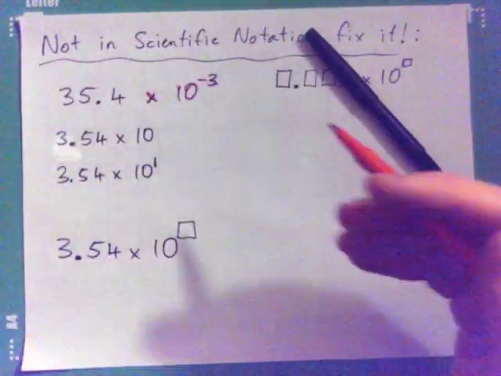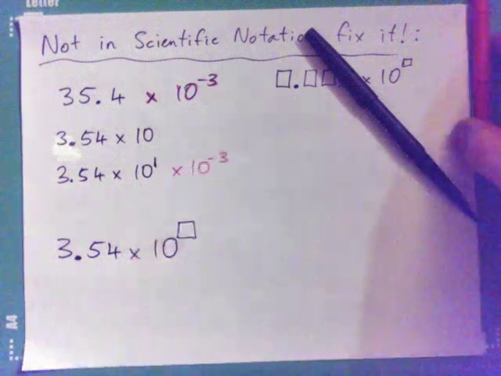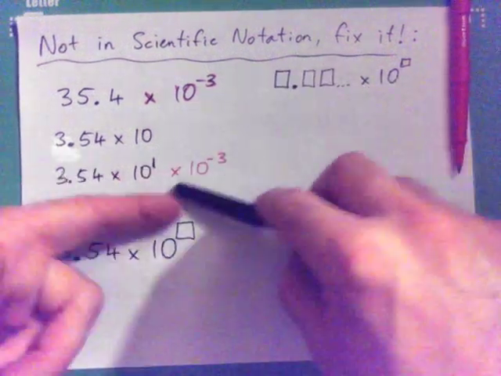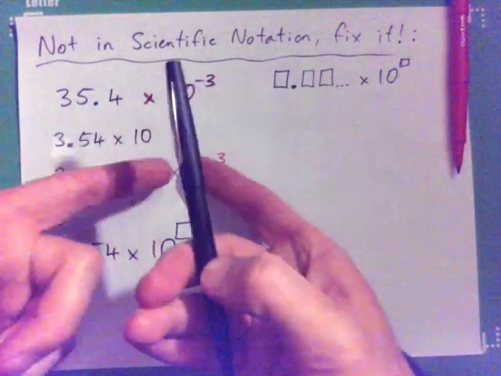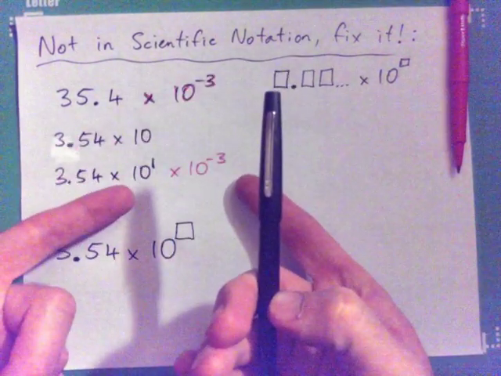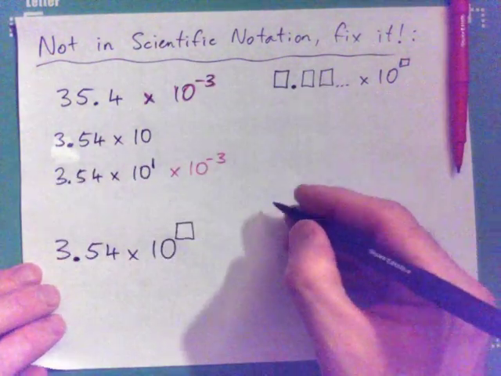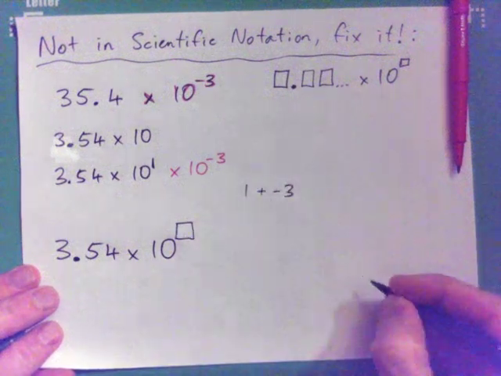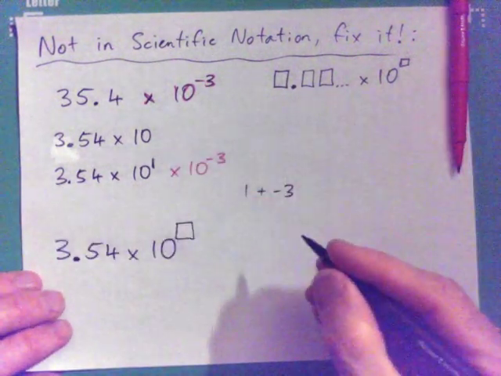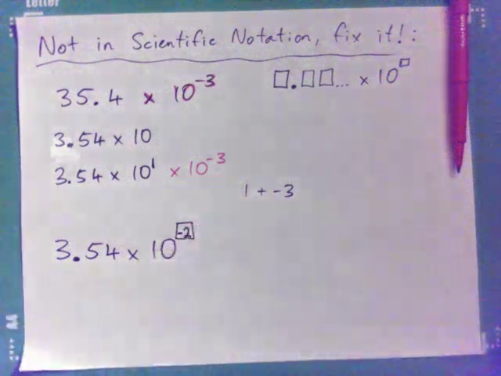And then we can bring down this times 10 to the power of negative 3. And now we can combine our 10s, because we're multiplying by the same base. And then what do we do with the exponents? We add them, right? Add the exponents. So if we add them, it's 1 plus negative 3. Add the exponents, 1 plus negative 3, and that gives negative 2. And so that's the answer, right?